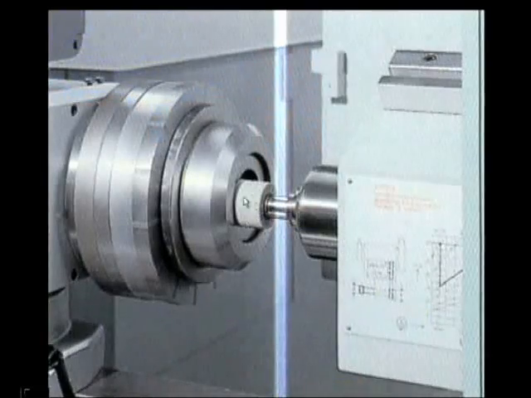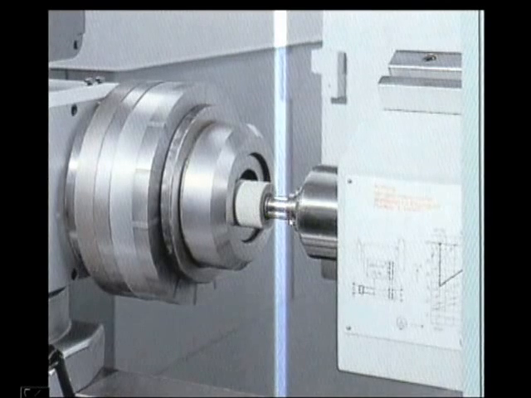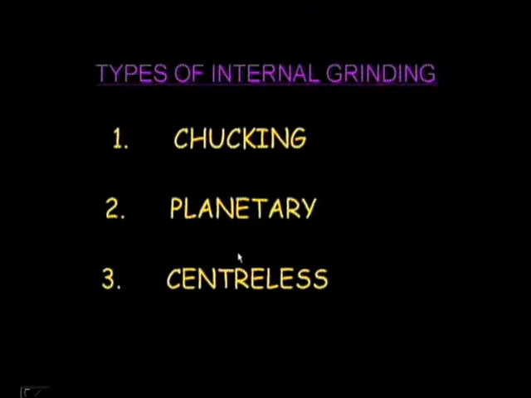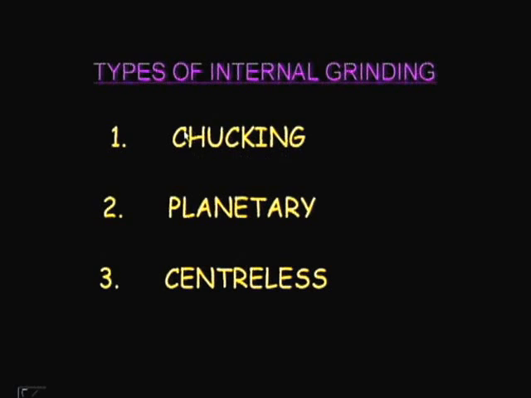Now let us see how the internal grinding machine works. See, this is the work, and this is the grinding wheel, and here it touches. This rotates and this rotates, and the grinding will be done. Now, types of internal grinding: there are chucking type, planetary type, and centerless type. That means work is put in the chuck, and then planetary, and next one is centerless. Let us see how each works individually.